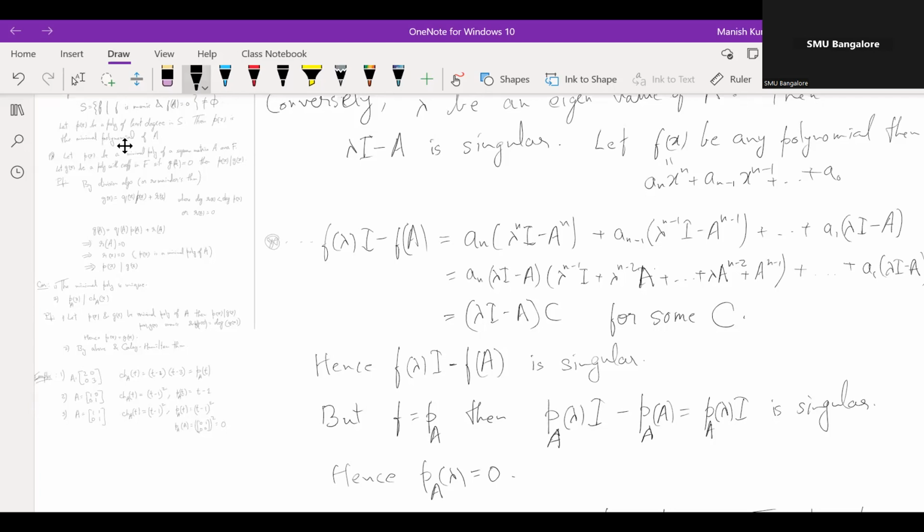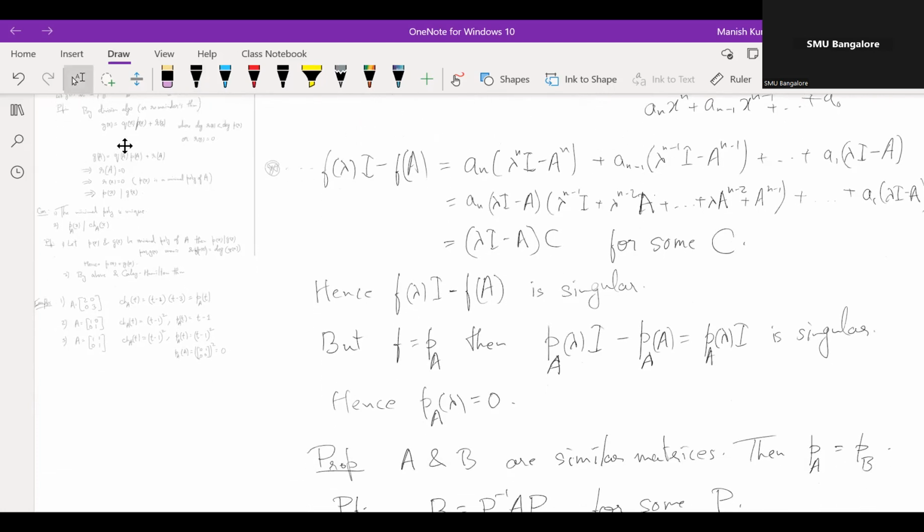So what does that give us? P_A(lambda)I minus P_A(A) is singular. But P_A(A) we know is 0 because it's the minimal polynomial. So that tells you that P_A(lambda) times I is singular. When is such a matrix singular? It's a scalar matrix, right? So it's singular only if it is the 0 matrix, only if P_A(lambda) is 0. If it's non-zero, then its determinant will be the nth power of that element. So that tells you that P_A(lambda) is 0.